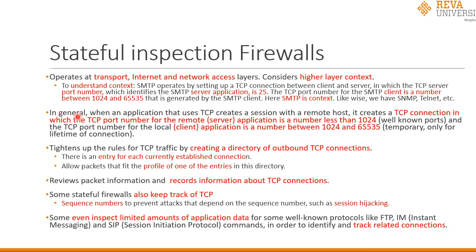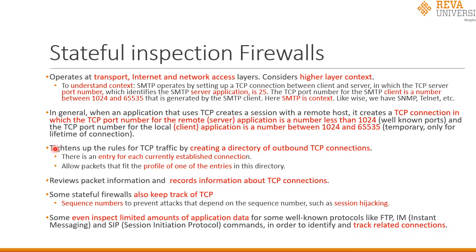So in general, when an application that uses TCP creates a session with a remote host, it creates a TCP connection in which the TCP port number for the remote, that is the server application, is a number less than 1024, which you call well-known ports, and the TCP port number for the local, that is the client application, is a number between 1024 and 65,535. So the client port numbers are temporary and remain only for the lifetime of the connection, whereas server port numbers are permanent.